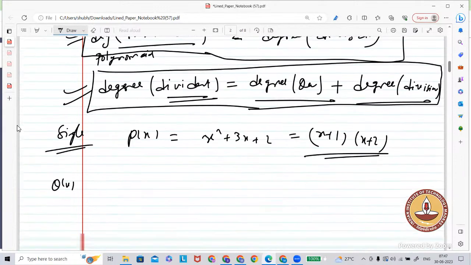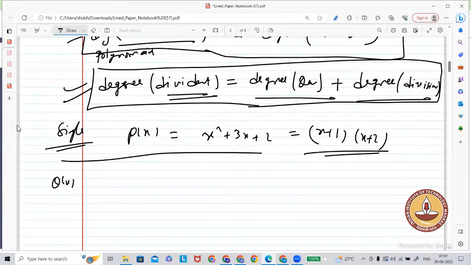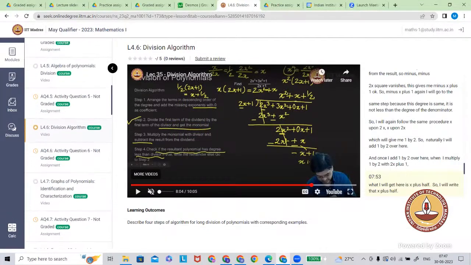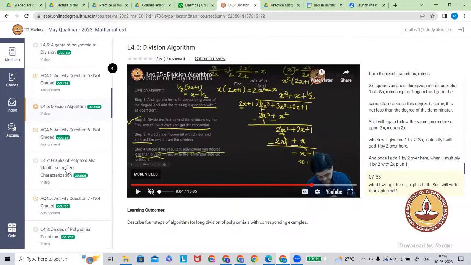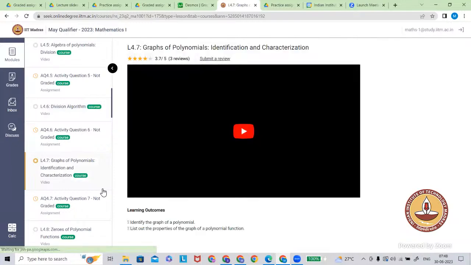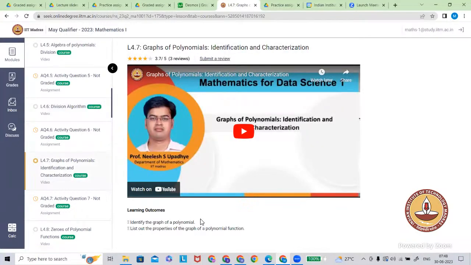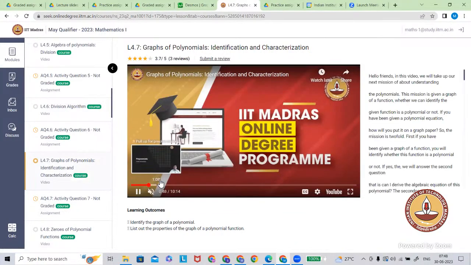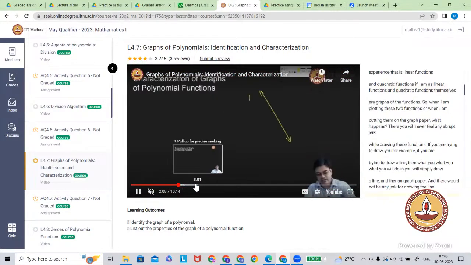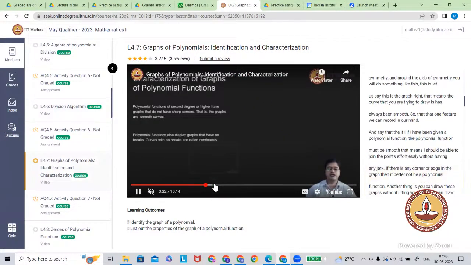So this is one thing, and the next is talking about graphs of polynomials: identification and factorization. Let me see what properties we can see.